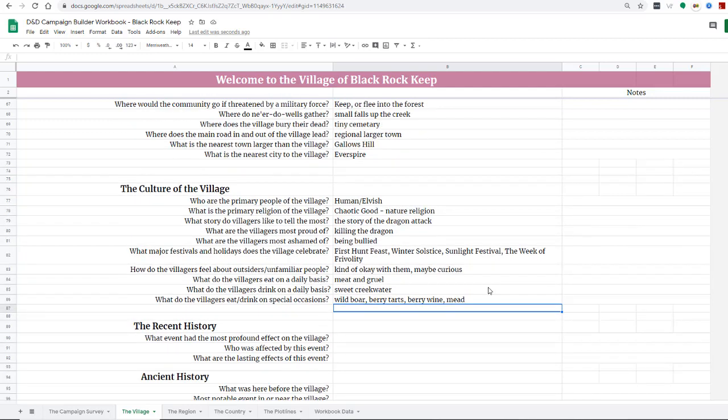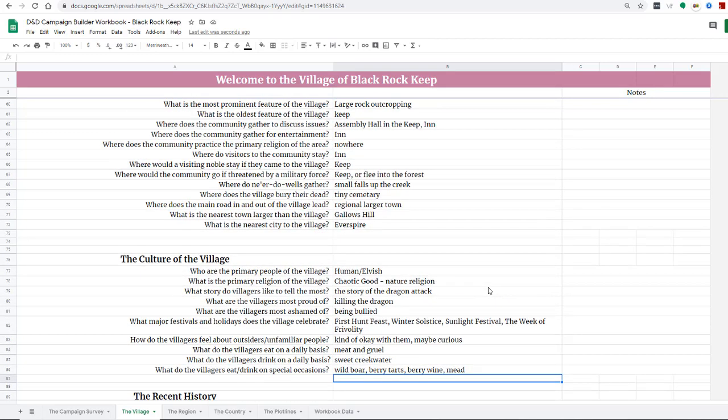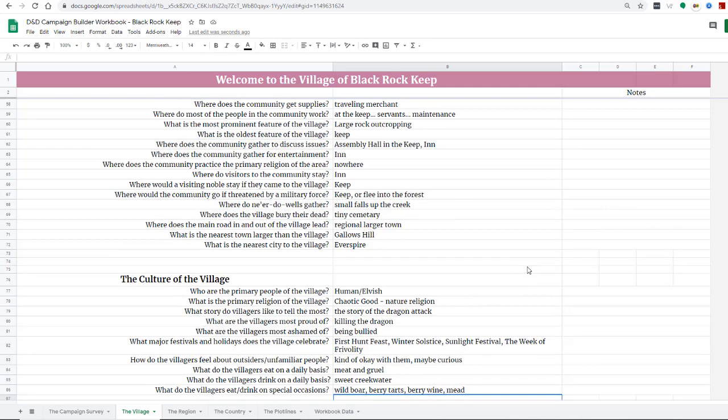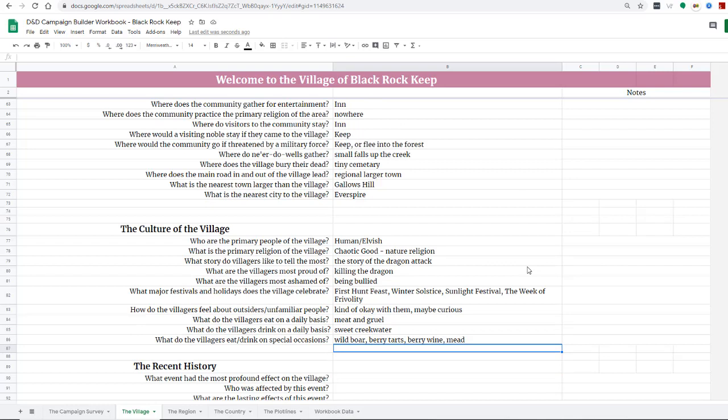Okay, and that is the structure and culture of the village. That ends our 5th video. We'll be continuing on in the 6th video, detailing out the village and moving on to the region after that.